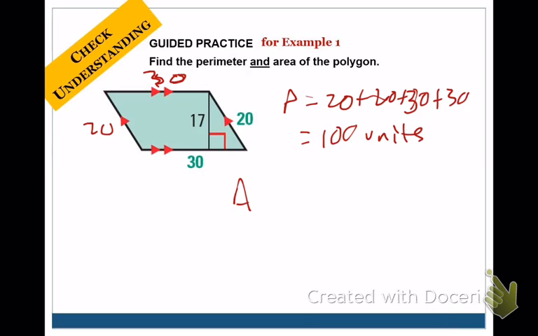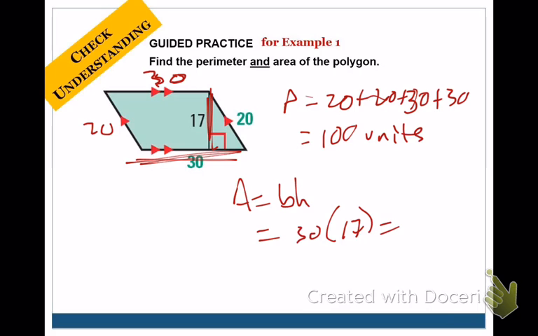The area is base times height, where the base could be this 30, and the height would be this 17. So it would be 510 units squared. Okay? Just be sure not to use this slanted segment as the height. We don't do slant heights. Not right now. Okay?